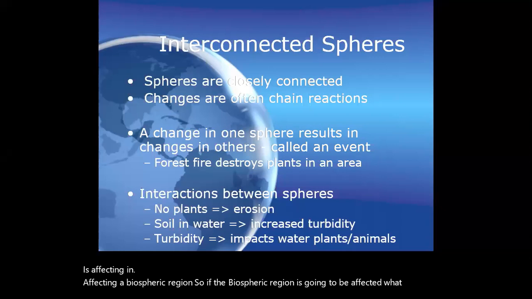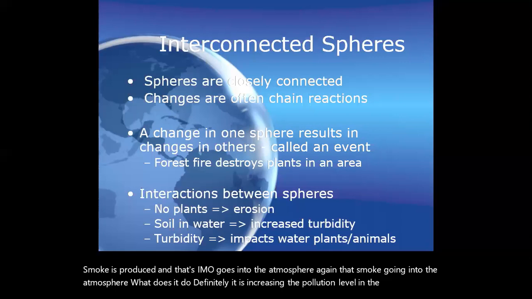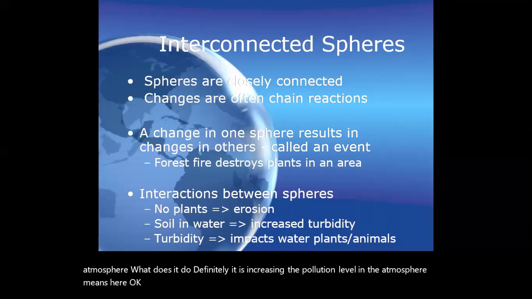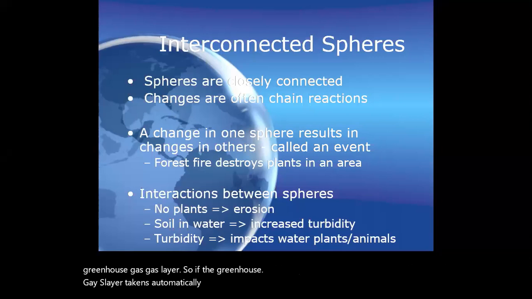Smoke is produced, and that smoke goes into the atmosphere. Again, that smoke going into the atmosphere, what does it do? Definitely, it is increasing the pollution level in the atmosphere, meaning air. Also the carbon dioxide produced through that smoke is going to be part of the greenhouse gas layer. So if the greenhouse gas layer thickens, automatically what happens? The temperature of earth rises.